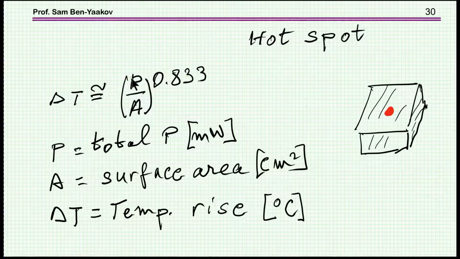This is P, the total loss. This will be in milliwatts. A is the area in centimeters squared. Total area means that this area, this, and below and on this side, that is the total surface area of the structure. And delta T will be the temperature rise in degrees centigrade.